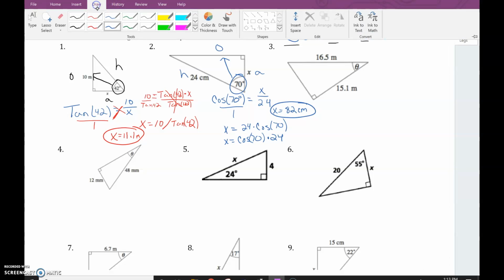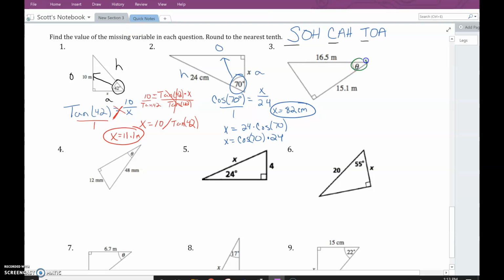Then for this last one over here, circle, opposite, adjacent, hypotenuse. I have A and H again, so I'm going to use cosine again. So cosine of theta equals A over H, which is 15.1 over 16.5. Now this is the one where we're solving for an angle. If X is on the right side, you just cross multiply. If it's the angle, we have to use the inverse. So this one is going to be the inverse cosine.